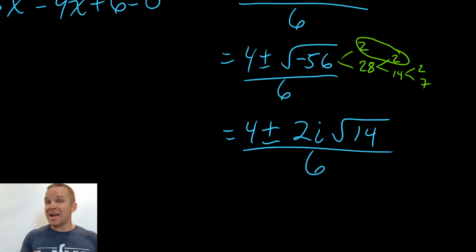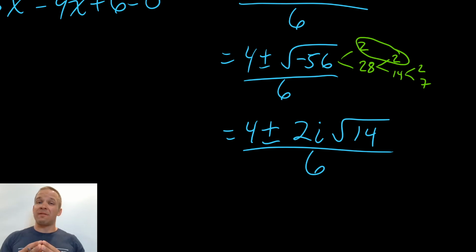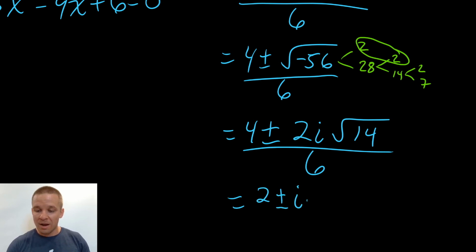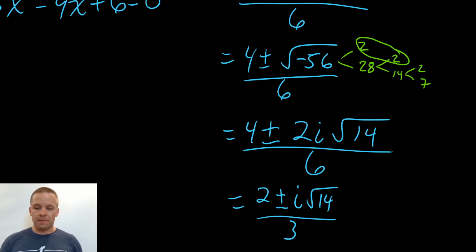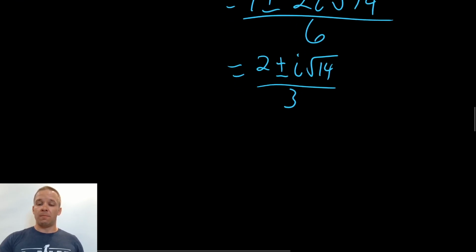Now, the last thing I can actually do here is simplify everything by a factor of 2. Everything's divisible by 2 here. So if I divide everything by 2, I'm going to get 2 plus or minus i root 14. You might be like, why aren't you dividing that 14 by 2? I divide the coefficient by 2, not inside the radical. He's not dancing with the rest of these numbers. All divided by 3. So this is one acceptable form.